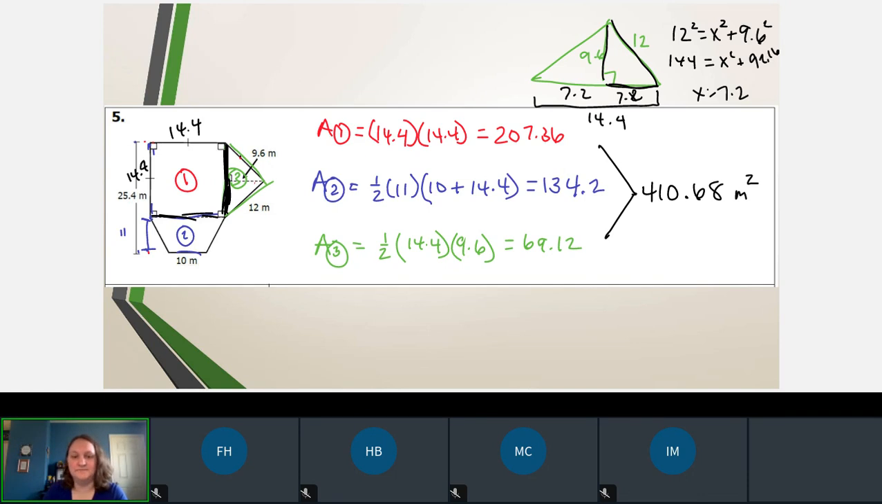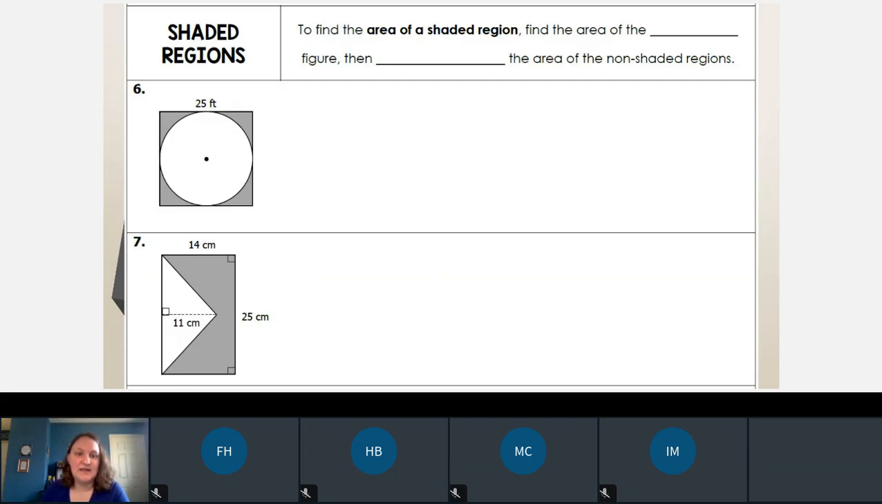Nice. All right, so that's composite figures. Pretty much just break it apart into shapes that you know, find the area of those shapes, and then put them all back together. The next part of our lesson is to find a shaded region.